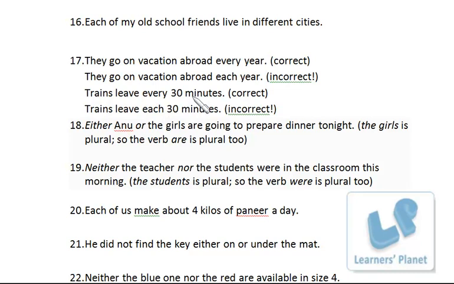Train leaves every 30 minutes. Train leaves each 30 minutes. You can see the difference between the two, right?